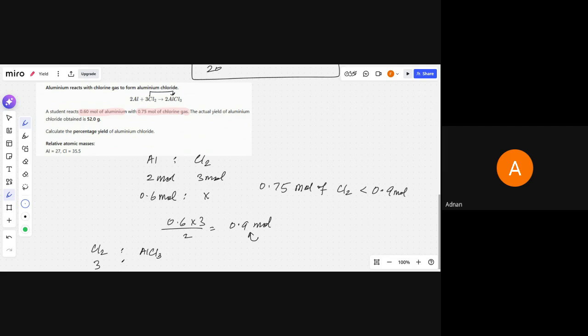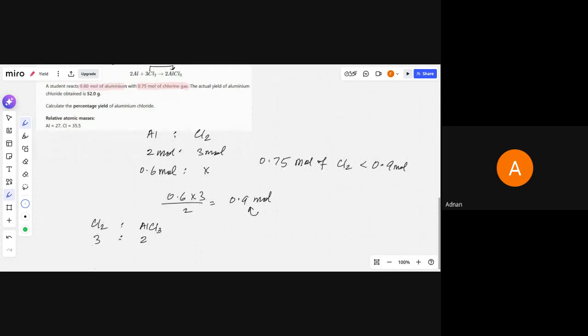3 to 2, 3 ratio 2. So now if we have 0.75, what will be the theoretical yield of aluminum chloride produced? So I'm going to cross multiply. This is going to be 0.75 times 2, and that's 1.5, and I divide that by 3. So I get 0.5 moles, right? Okay, so this is the theoretical yield now.